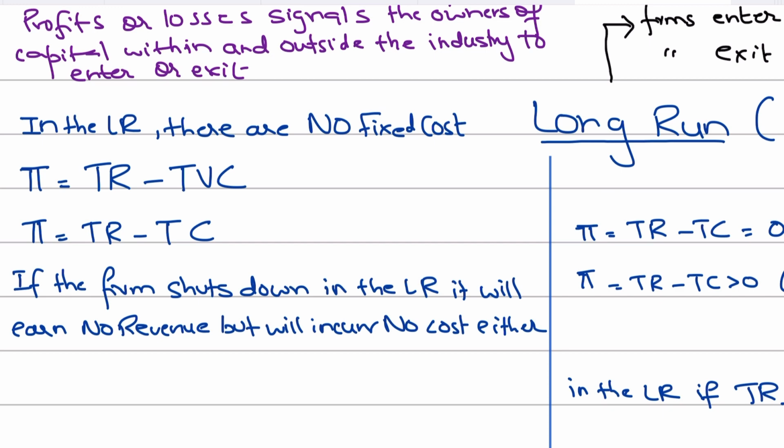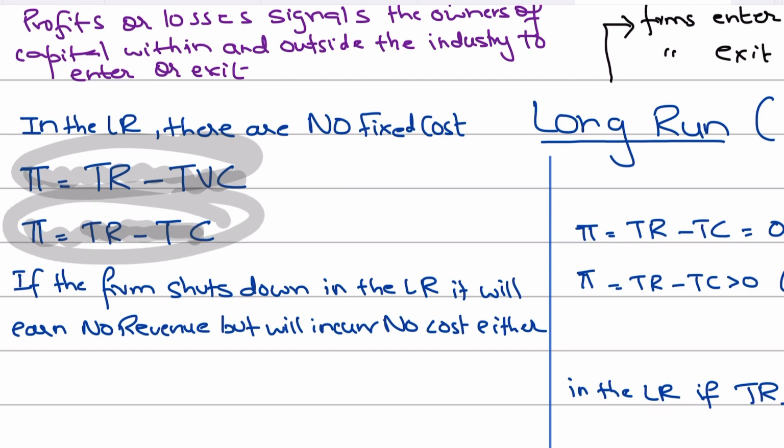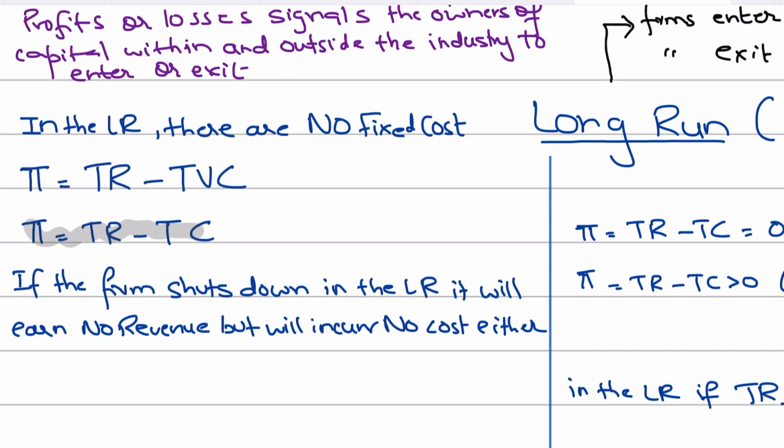So profit का formula होता है total revenue minus total cost. So total revenue minus total cost in the long run could also be written as profit equals total revenue minus total cost. So whatever the value of this answer would exactly be equal to the value of this answer, because the total cost would only be the total variable cost.